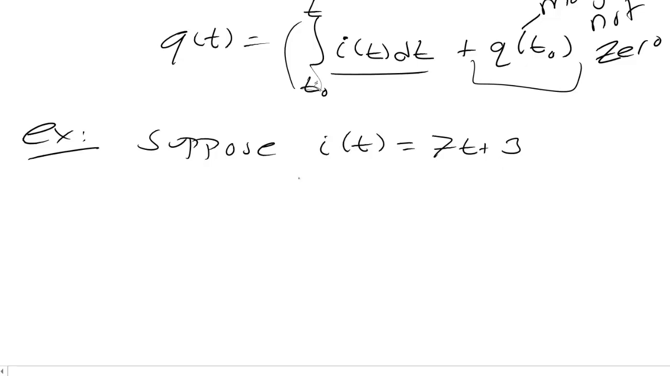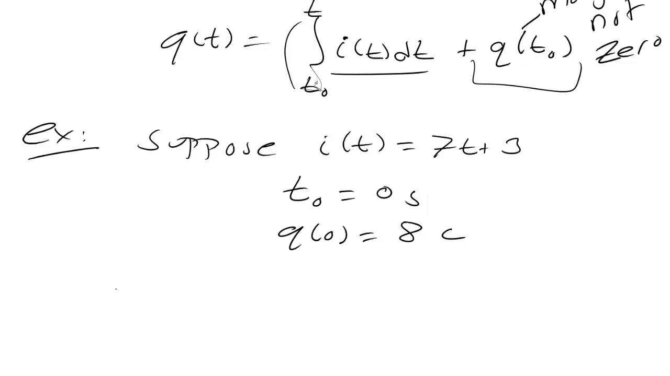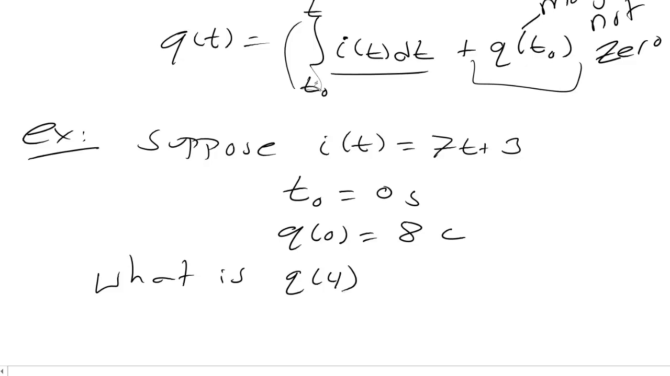So I'm going to make life a little bit easier and say that t0 is equal to 0. So we're starting at 0. We're going to just assume that Q of 0 is equal to 8 coulombs. This is 0 seconds. We need to make sure that our units are correct and consistent. And now we want to know what is Q of 4, so Q after 4 seconds.